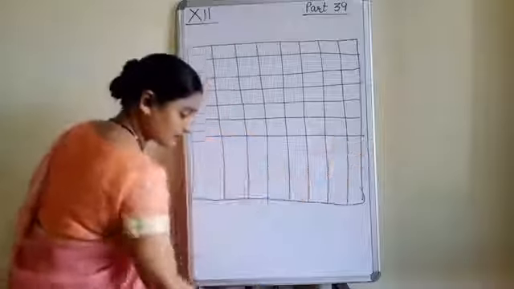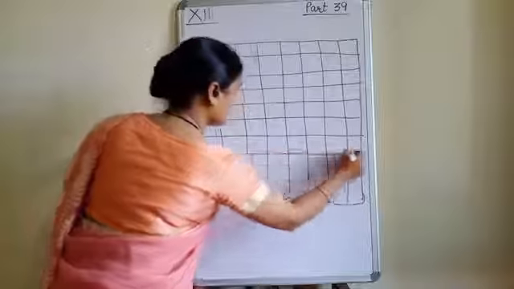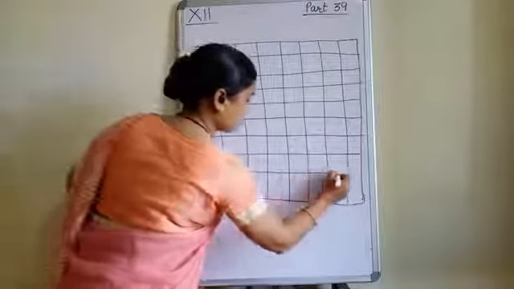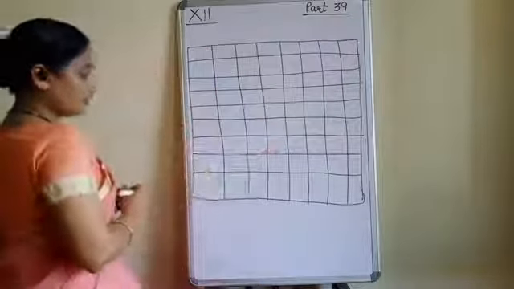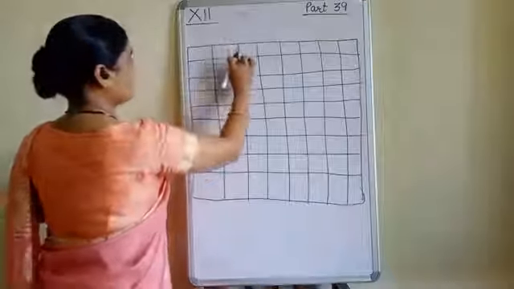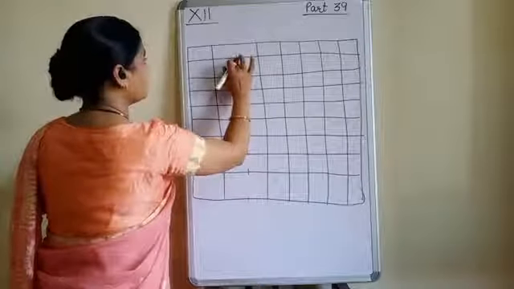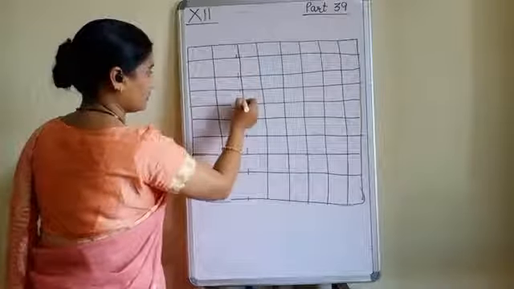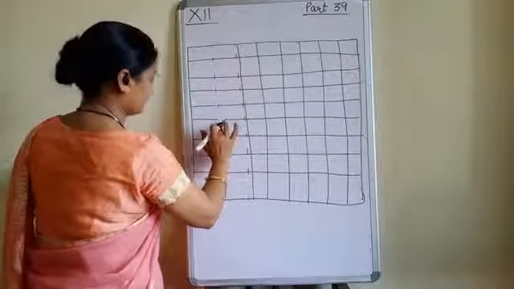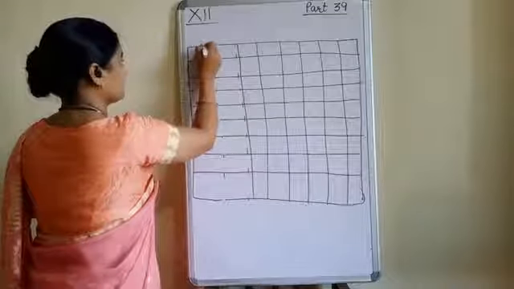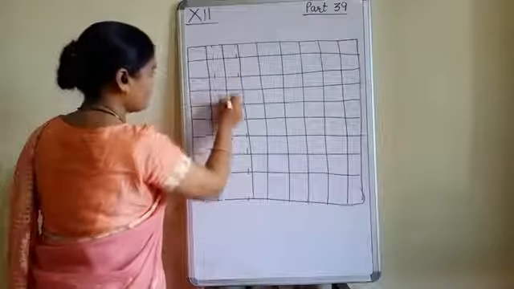See, 6, 7, 8 and 9. 1, 2, 3, 4, 5, 6, 7, 8. I have to draw one more here, na? Actually, let me erase this too and make it a little bit shorter. Here. Now in between this, I am drawing one more.